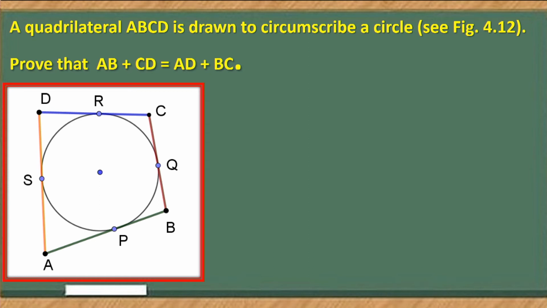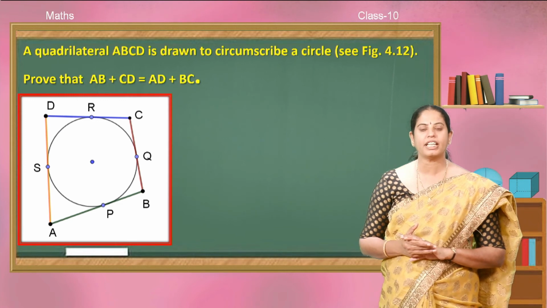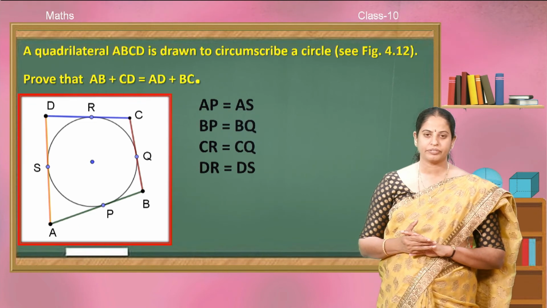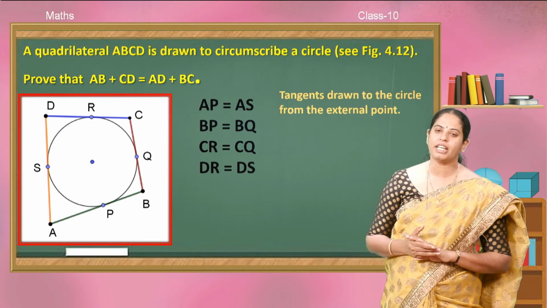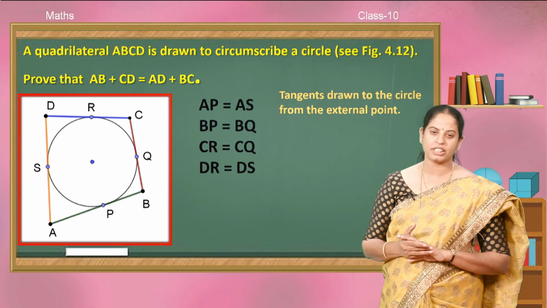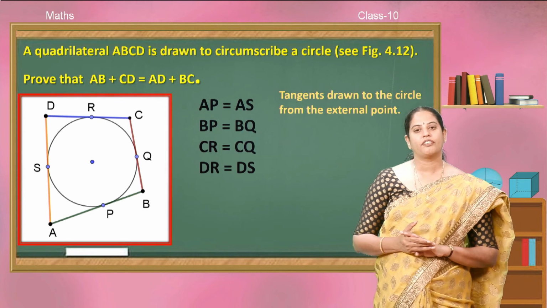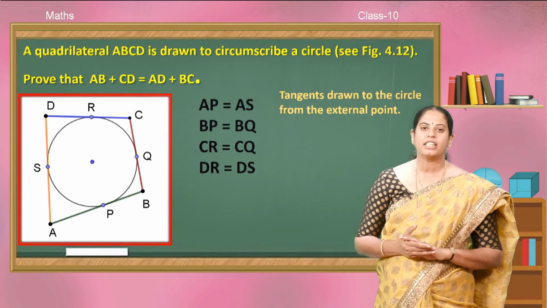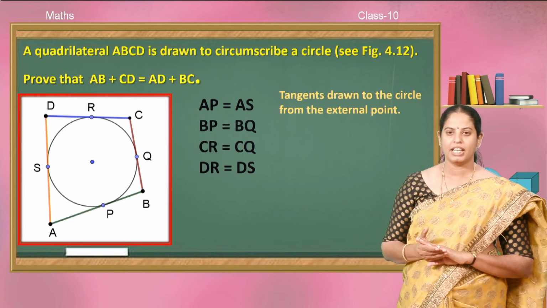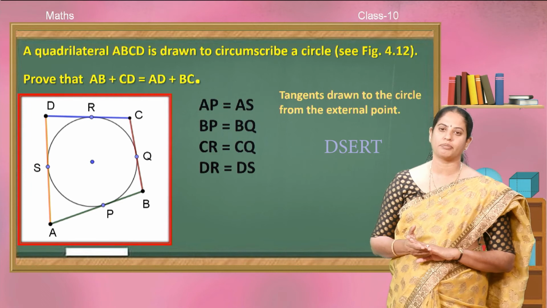So, if you observe the points A, B, C, D, the vertices of the quadrilateral, they are the external points to the circle, and AP, AS are the tangents drawn to the circle from A. BP and BQ are the tangents drawn to the circle from the vertex B. Similarly, CR and CQ are the tangents drawn to the circle from the external point C, and DR and DS are the two tangents drawn to the circle from the external point D.